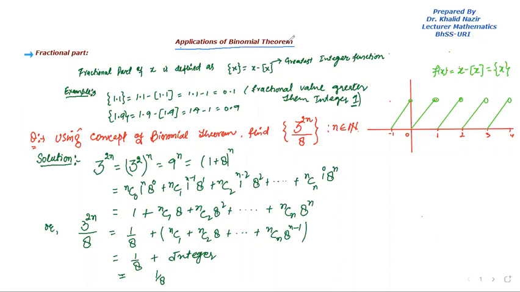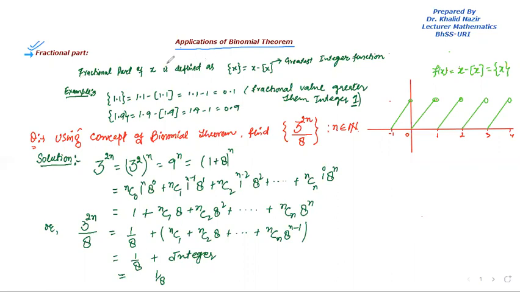So we will try to understand some examples, some applications of the binomial theorem. The first application is how to find the fractional part of some quantity. Now, before discussing this question, let's understand what is meant by the fractional part of some quantity.